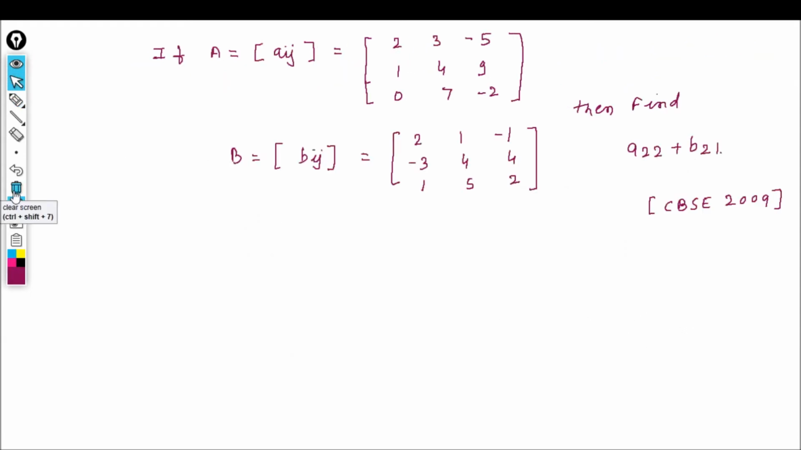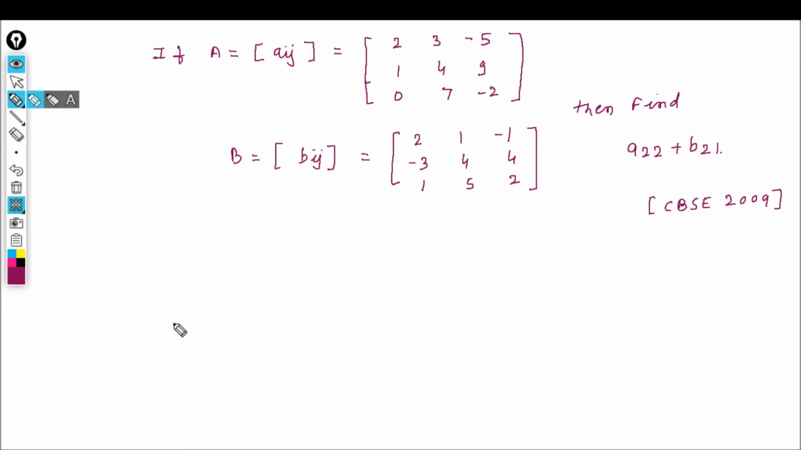चलिए बच्चों एक क्वेश्चन देखते हैं. If A is equal to Aij is a matrix whose elements are given, 2, 3, minus 5, 1, 4, 9, 0, 7, minus 2. B matrix is equal to Bij, 2, 1, minus 1, minus 3, 4, 4, 1, 5, 2. Then find the sum of A22 plus B21.